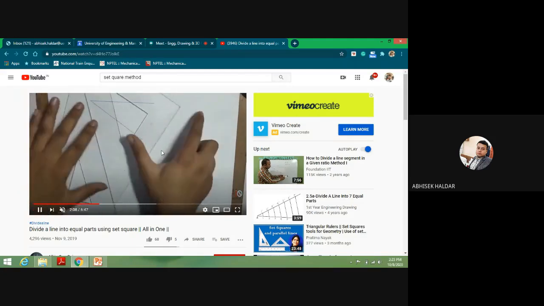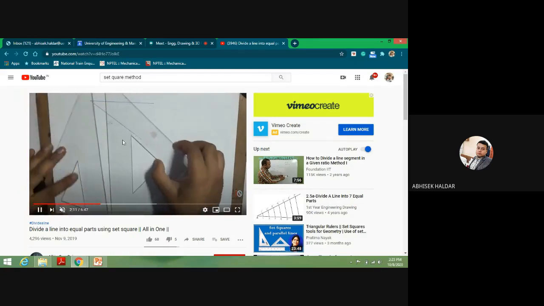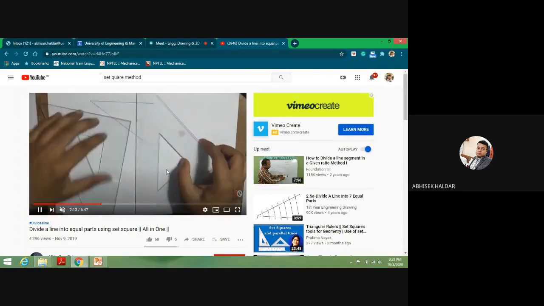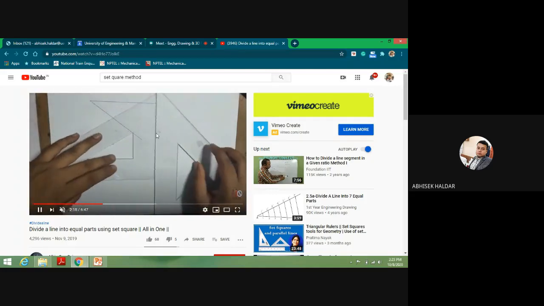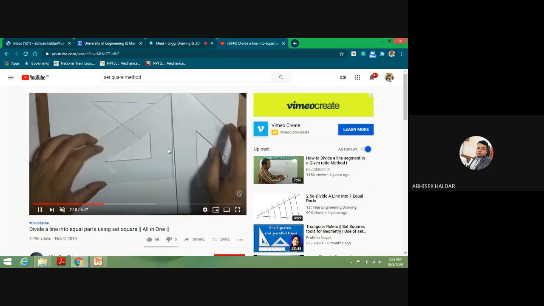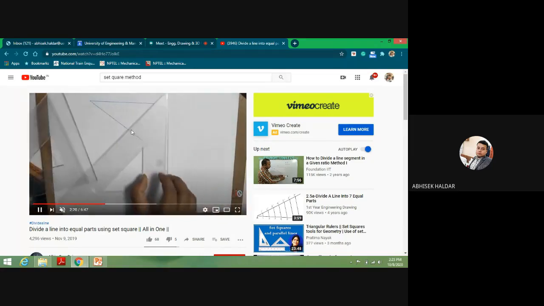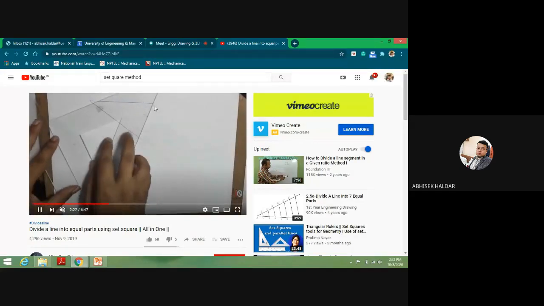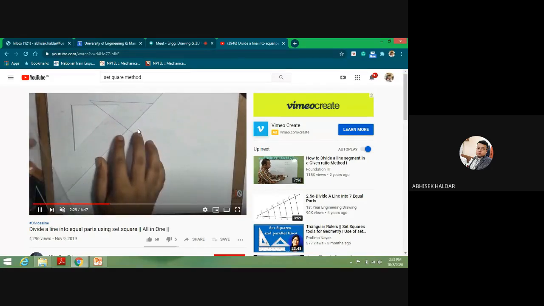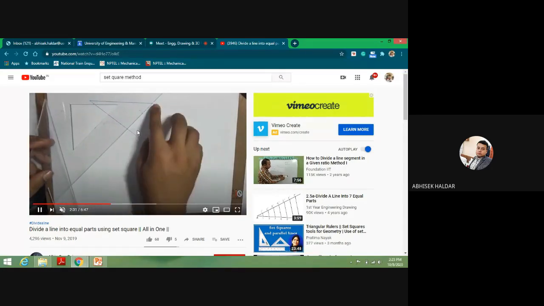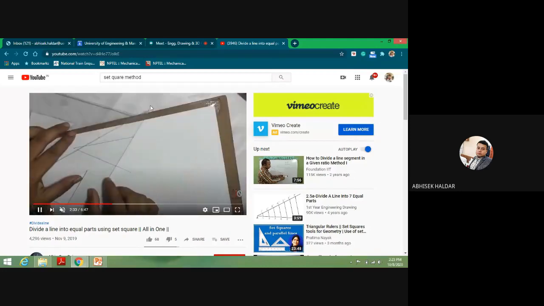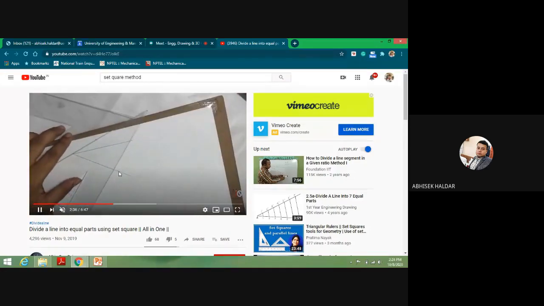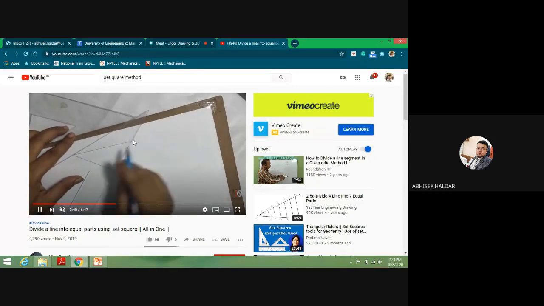Now see, using these 2 set squares you have to draw some parallel lines. Here I don't know whether he is drawing this last line or not. First, as I told, you have to join the last arc point to the last point of the line. Next thing is important. Just see, he is showing the last arc point being joined to the last point of the line.